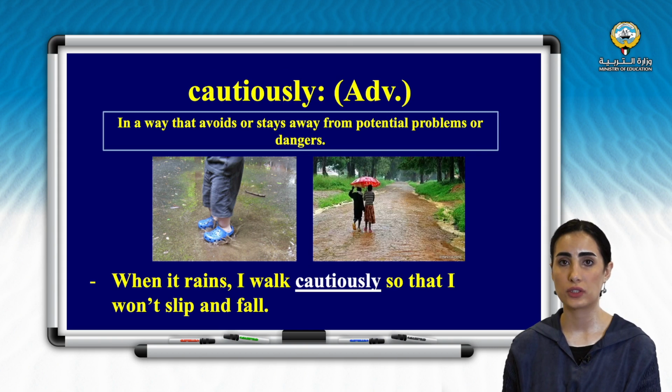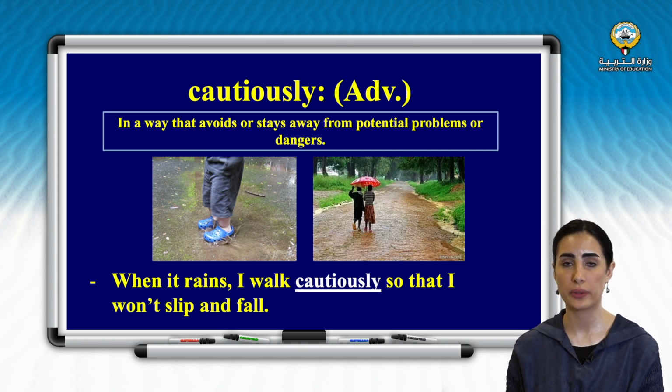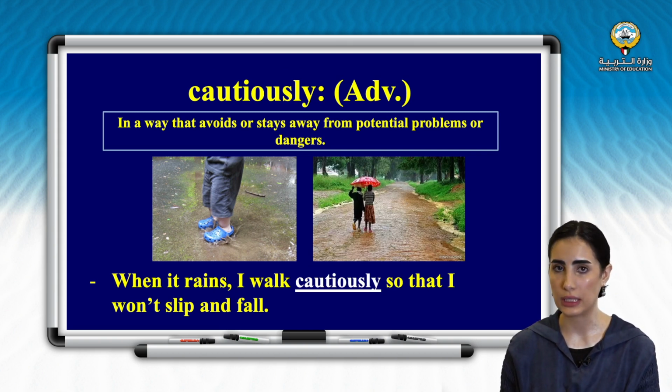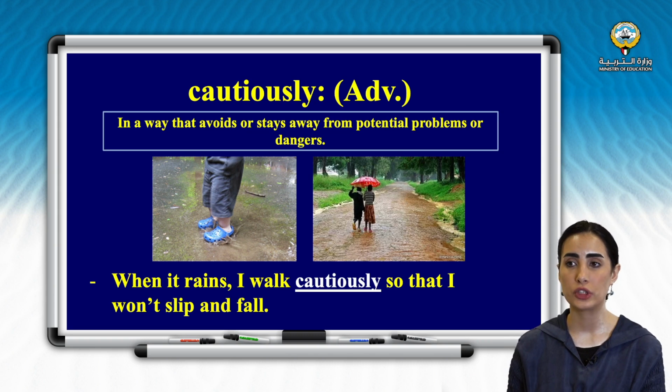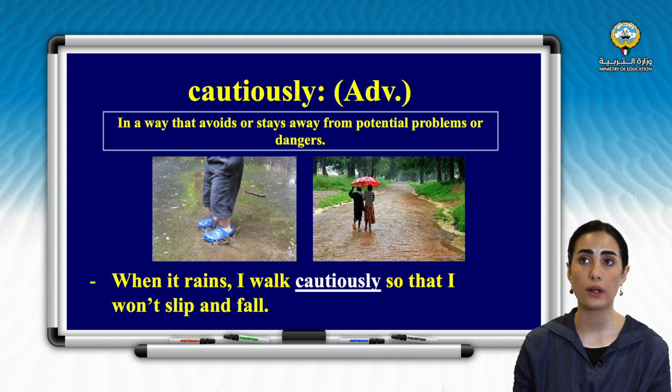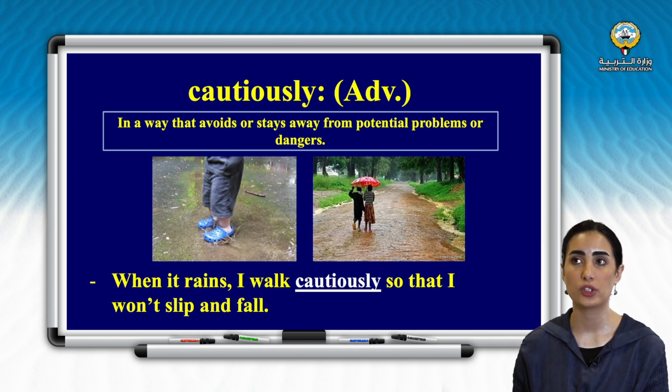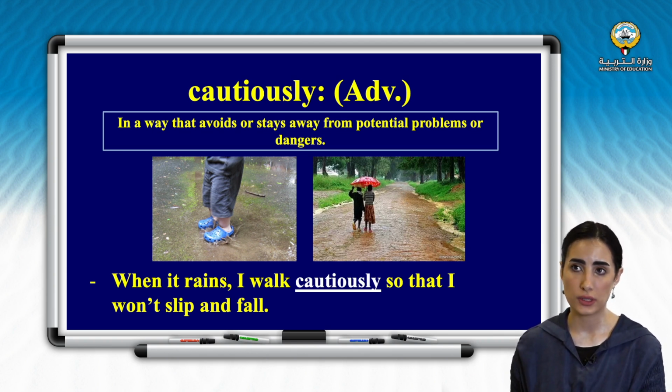Moving on to the next word, we have the word cautiously. So repeat after me. Cautiously. Cautiously. What part of speech? It's an adverb. Good job. Let's look at the example. When it rains, I walk cautiously so that I won't slip and fall. So cautiously here means in a way that avoids or stays away from potential problems or dangers.